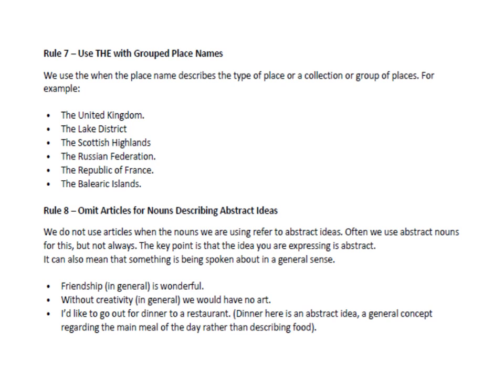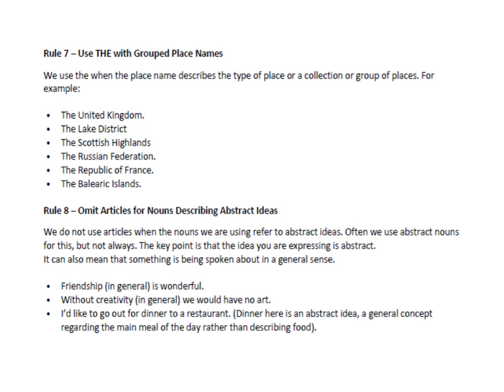Friendship, it is an abstract noun. So, in general we are saying friendship is wonderful. We are omitting the article here in front of the word friendship. Why? Because it is an abstract noun. And then, without creativity we would have no art. Creativity, it is also an abstract noun. So here also we are omitting the articles. The third example, I would like to go out for dinner to a restaurant. Dinner here is an abstract idea, a general concept regarding the main meal of the day rather than describing food.